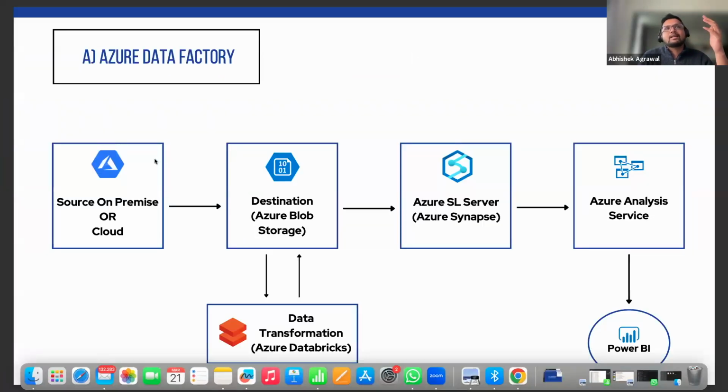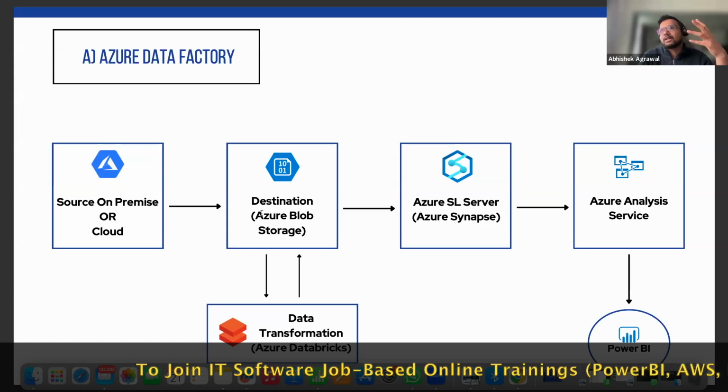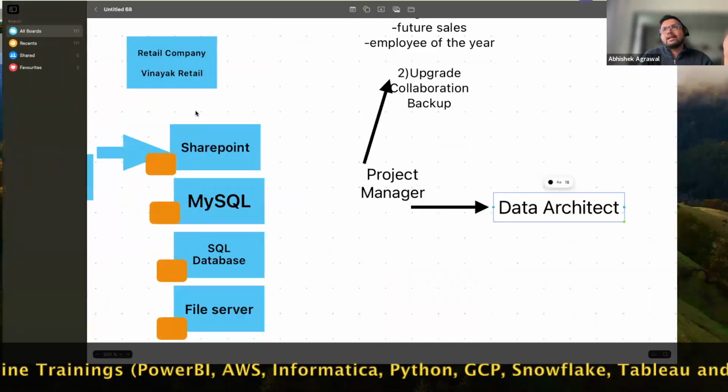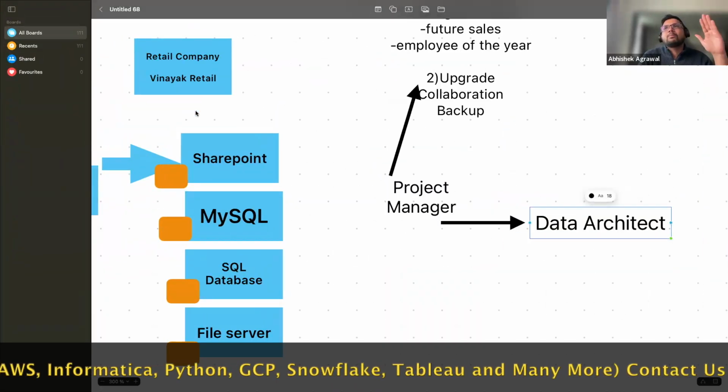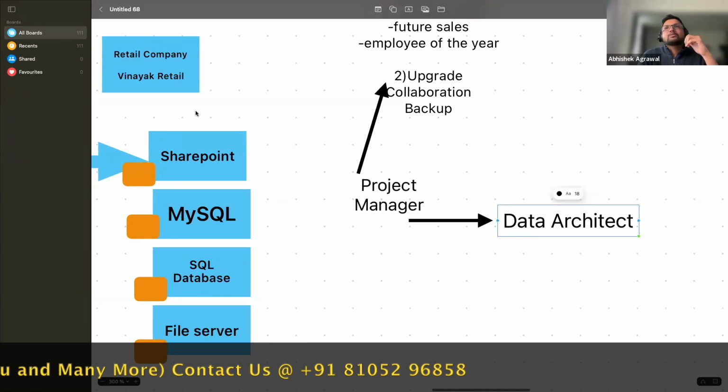So the data architect will tell that, hey, we can move the data from all of the source systems to a particular cloud storage, right? That is what the data architect will do. The architect will design an architecture for Vinayak Retail which can solve the problem of Vinayak Retail, right? So that is what the data architect will do.